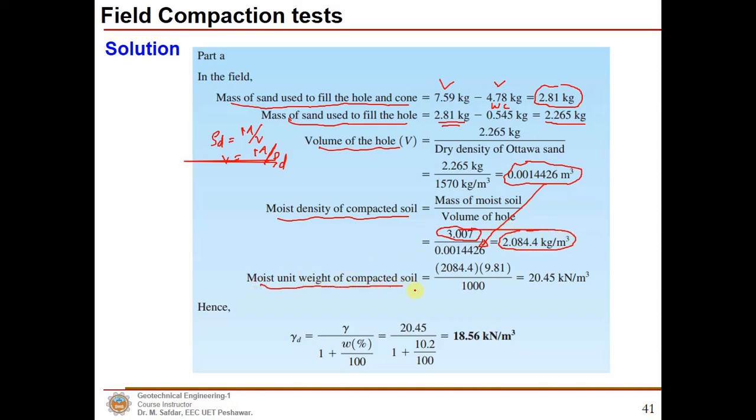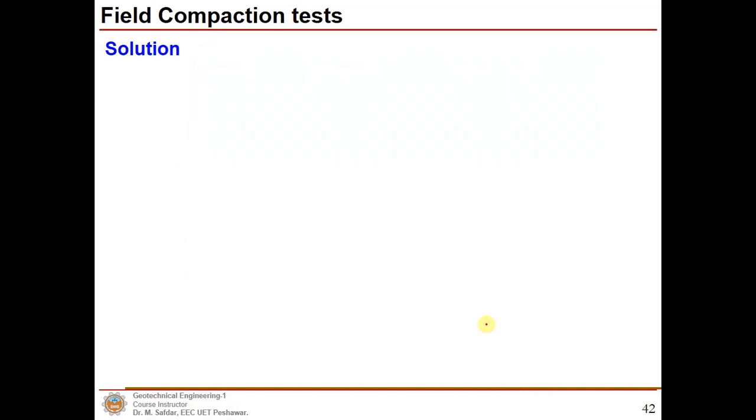Now, the moist unit weight of the compacted soil can be found out. This is the moist density of the compacted soil, and if you multiply with 9.81, gamma is equal to rho times g, and if we do the necessary unit conversion, we can find out the moist unit weight of compacted soil. This you can call the bulk unit weight or the moist unit weight, which is 20.45, and we were given the water content 10.2. So we will come up with the gamma D in the field, 18.56 kilonewton per cubic meter.